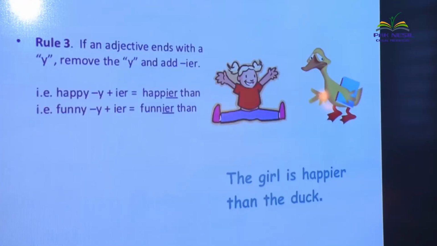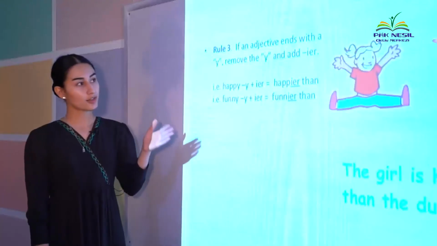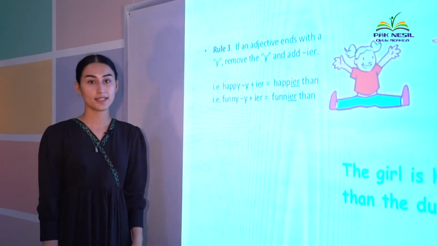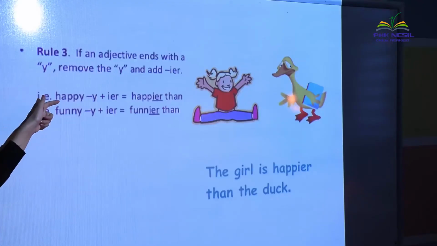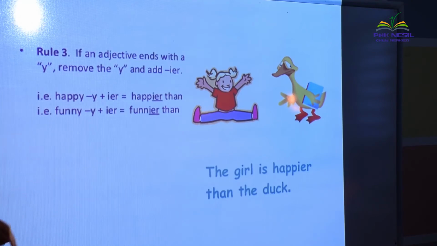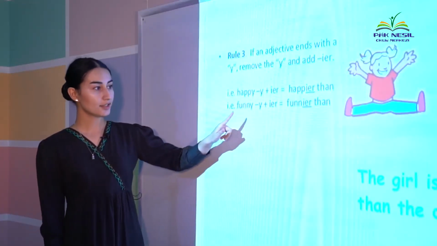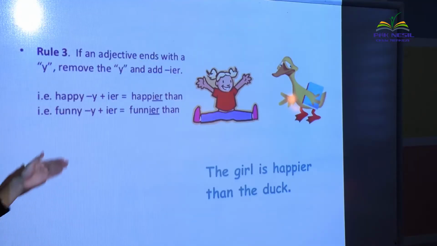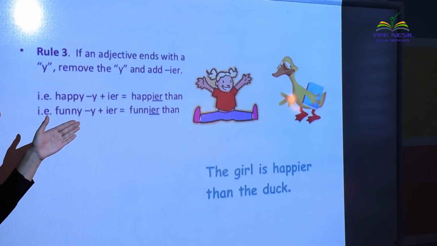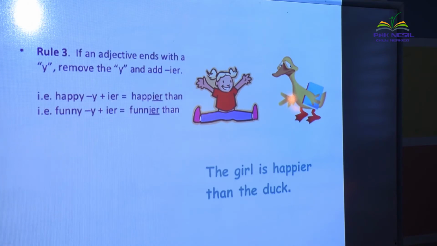Okay, let's talk about the third rule. If an adjective ends with y, we cannot use the y. That's why we have to cross out y. Instead of the y, we have to use i, then er. For example, happy ends with y and funny ends with y. So how can we make it comparative, happy and funny? For example, happy, happier, we don't use y, and funny, funnier. So let's compare that girl and duck. Look at their face. The girl is happier than the duck.